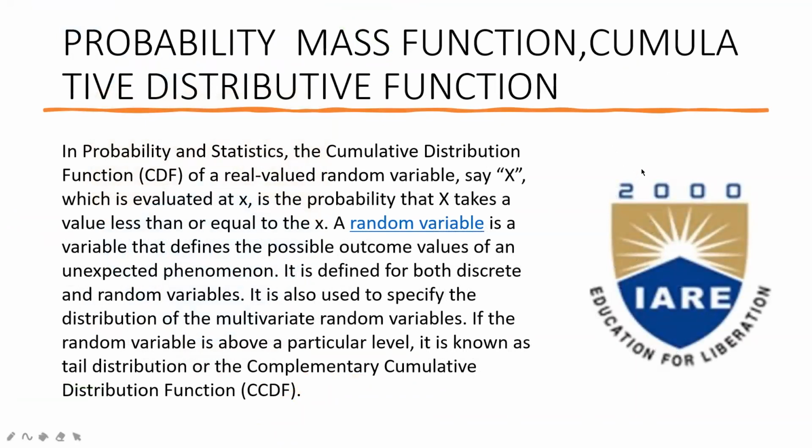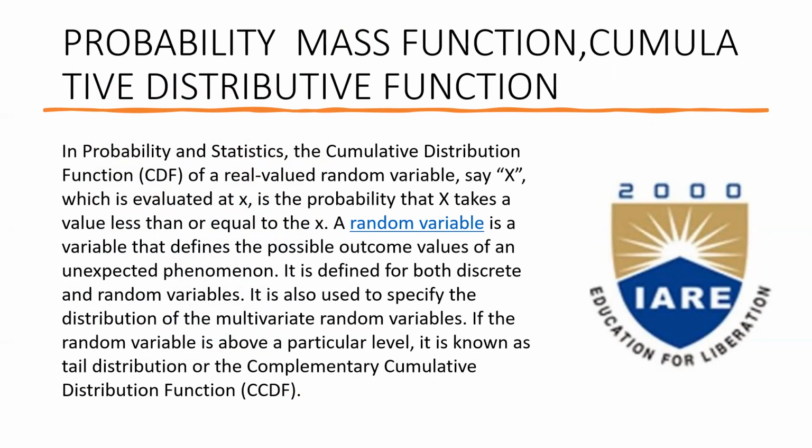In probability and statistics, the cumulative distribution function CDF of a real valued random variable, say X, which is evaluated at x, is the probability that X takes a value less than or equal to the small x. A random variable is a variable that defines the possible outcome values of an unexpected phenomenon. It is defined for both discrete and continuous random variables. It is also used to specify the distribution of the multivariate random variables.